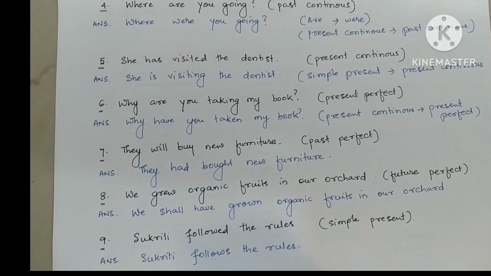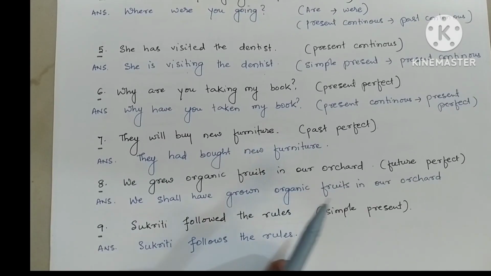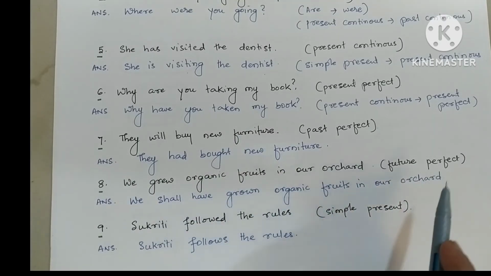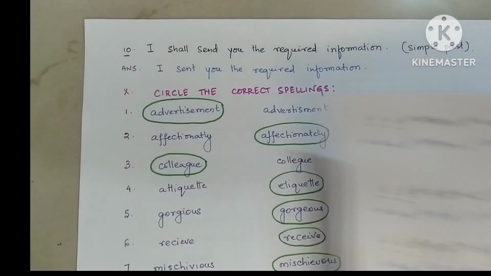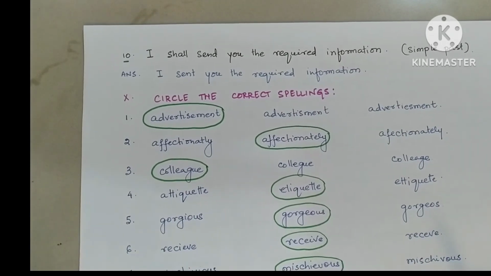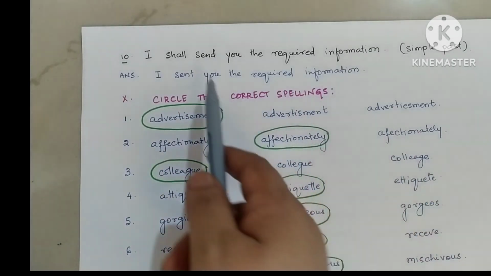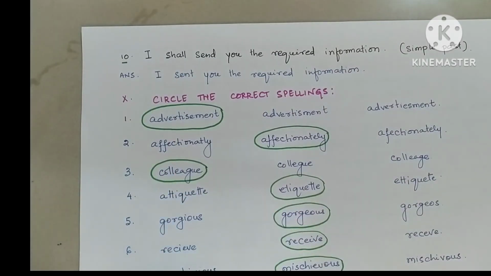Number 7. They will buy new furniture. Past perfect. They had bought new furniture. Number 8. We grew organic fruits in our orchard. Future perfect. We shall have grown in the future, no? That is why we shall have grown organic fruits in our orchard. Number 9. Sukriti followed the rules. Simple present. Sukriti follows the rules. Next, number 10. I shall send you the required information. Simple past. I sent you the required information. Send becomes sent.